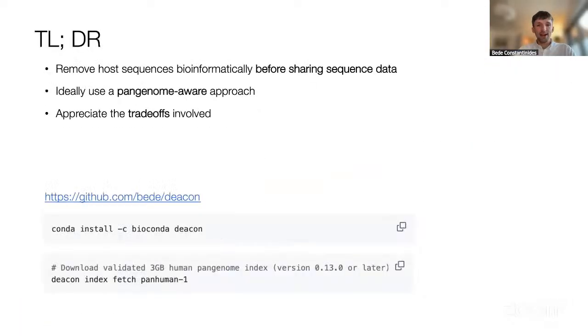I put practical in the title of this seminar because, although there's some time to talk about these methods in more detail, if you take one thing away from this session, it's that if you're sequencing non-human DNA that might contain human DNA, you need to think carefully about how you remove that DNA bioinformatically. Secondly, ideally, you want to use a pan-genome aware approach. And finally, none of these approaches are perfect, and there are trade-offs involved that we should look into.